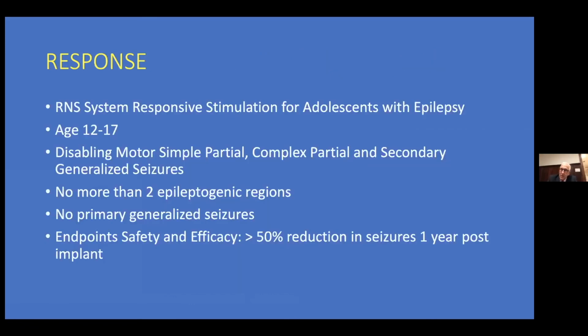And this is currently only FDA approved for adults, but we're doing a trial. We started that, the RESPONSE trial, and we will use this now in adolescents age 12 to 17 with simple partial, complex partial, and secondary generalized seizures. So even if you have 2 epileptogenic regions, which is usually a no-go for epilepsy surgery, this does not pertain to this trial. You can have the implantation, and you can get the RNS treatment as part of this trial at the University of Chicago.